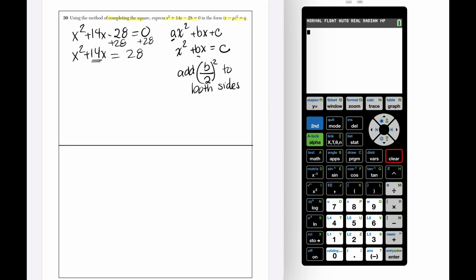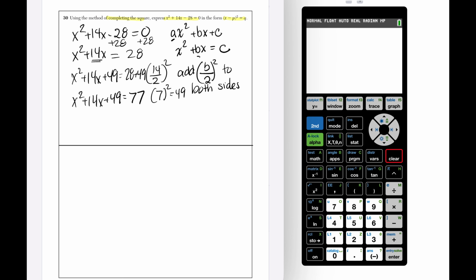Okay, and now I'm going to do that thing I just told you that sounded strange, where now I'm going to have 14 divided by 2 squared. 14 divided by 2 is 7. 7 squared is equal to 49, right? And they're going to tell me, well, you're going to add that to both sides. So we do. And we end up with x squared plus 14x plus 49 is equal to 77.